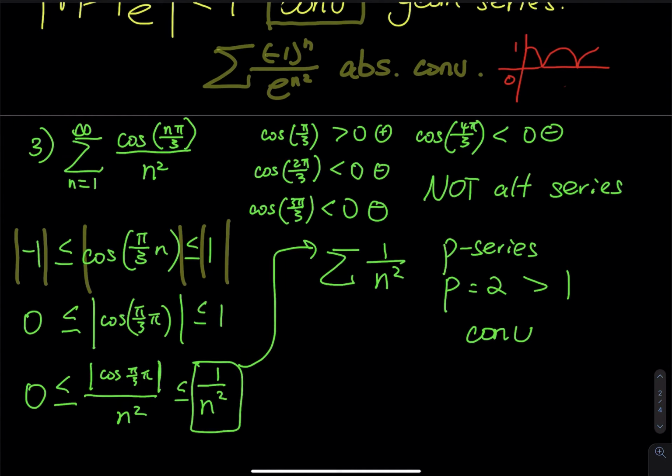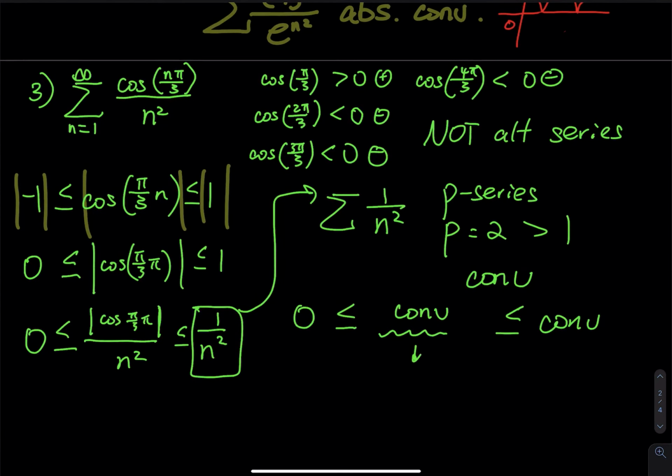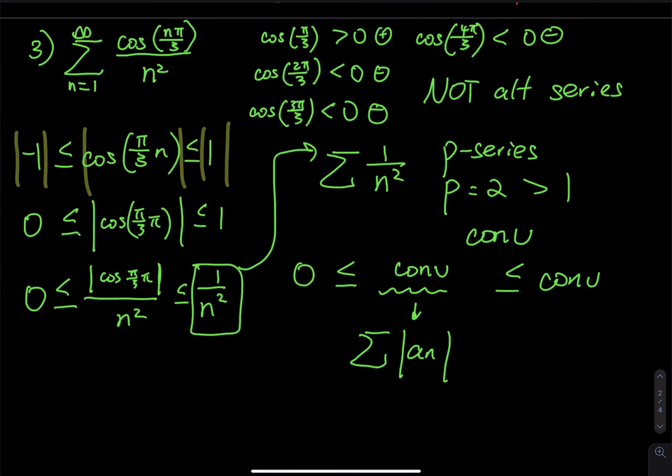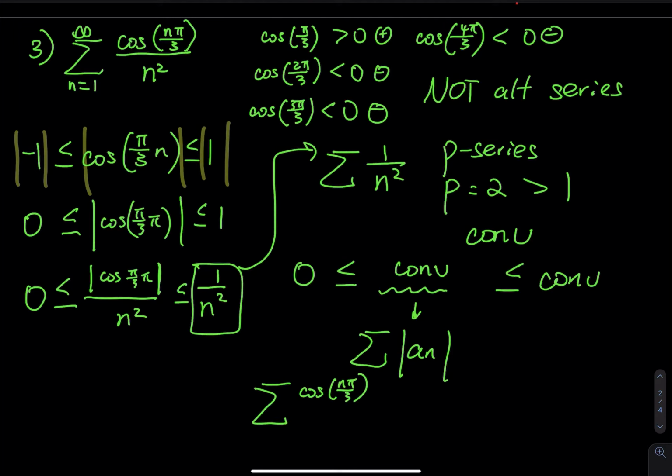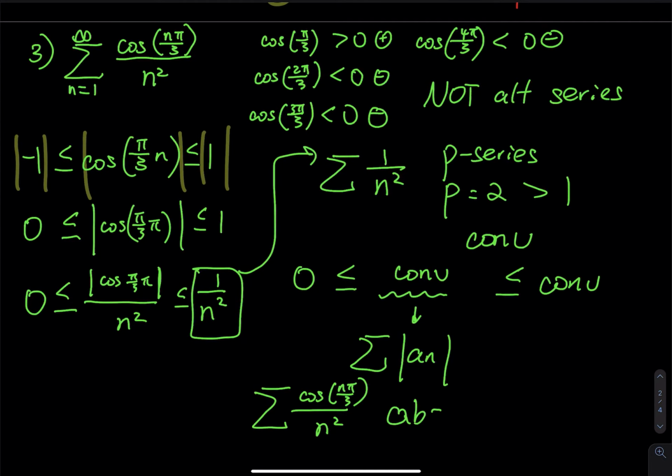So if you plug this into an inequality, you have 0 less than or equal to something, less than or equal to a convergent series. Since 0 is convergent and the larger series converges, the stuff in between has to converge. This is the summation of the absolute value of an. So we just proved that the absolute value of the given series converges. Using the definition of absolute convergence, we say that the given series, cosine n pi over 3 divided by n squared, is absolutely convergent.